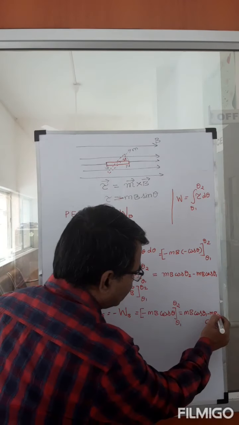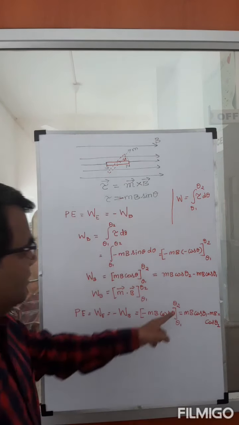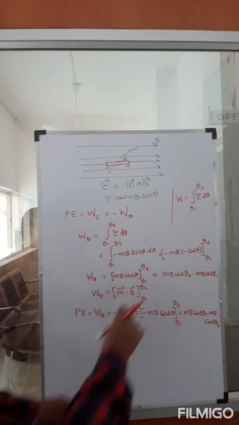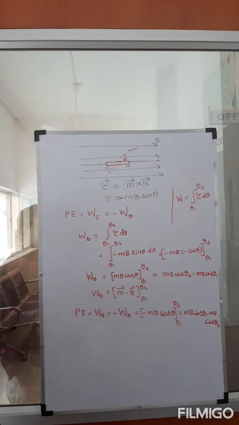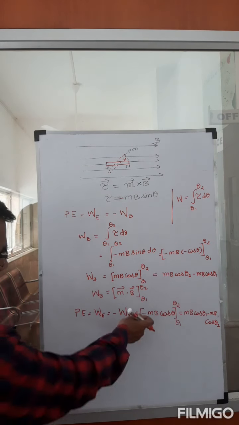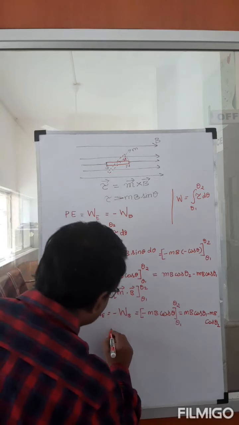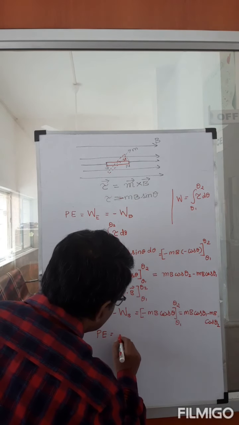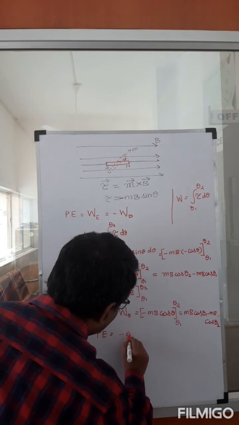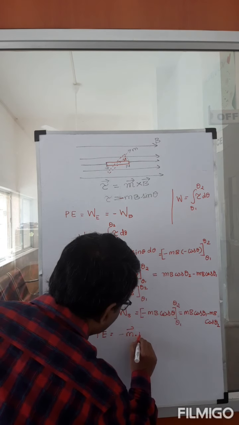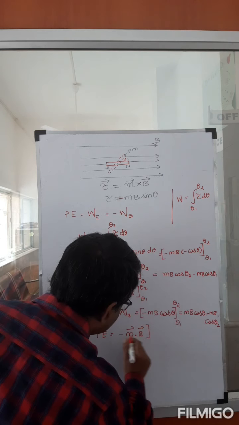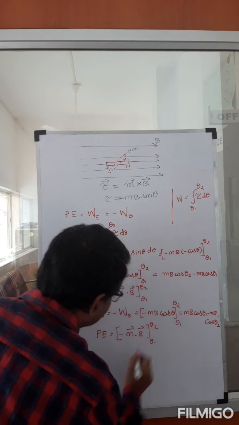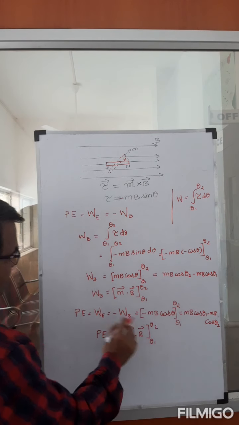Okay, I think it's clear. So it is mB cos theta 1 minus mB cos theta 2. I can write this again, potential energy can be written as minus m dot B, same thing, from theta 1 to theta 2. So this is the expression.